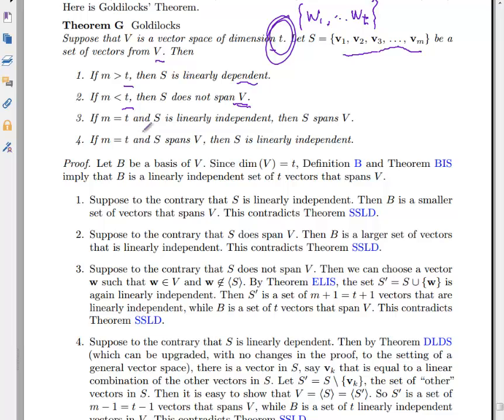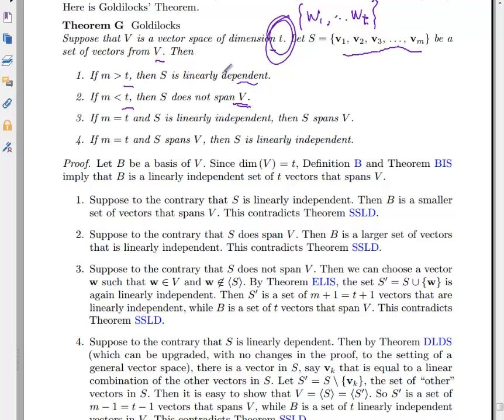Okay. If M is equal to T and S is linearly independent, then S spans V, so it's another basis. If M is equal to T and S spans V, then S is linearly independent. So this is an if and only if. If you have a vector space of dimension T and you have T linearly independent vectors, then it's a basis. On the other hand, if you have a vector space of dimension T and you have a linearly independent set that spans V, then it must have T vectors. And we've actually shown all of these things already, but we just go through the arguments again.